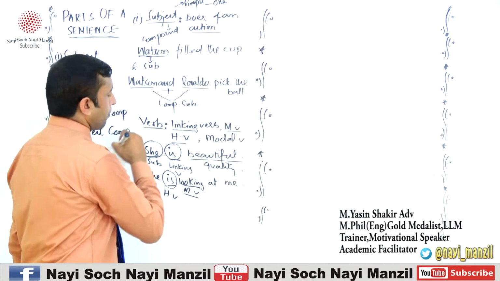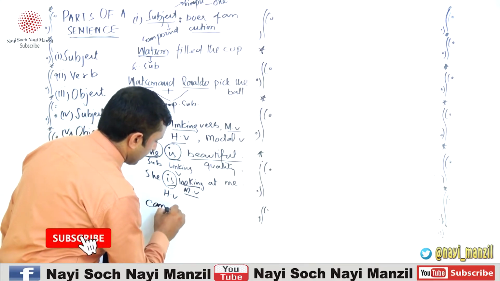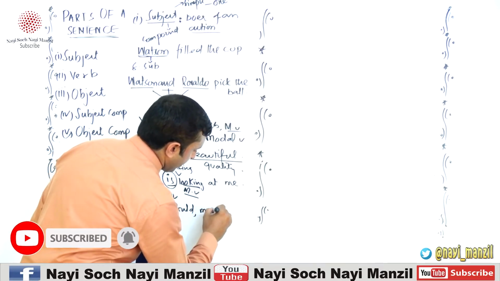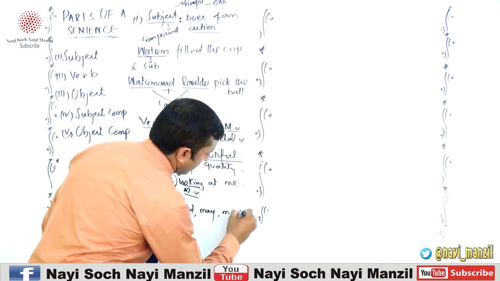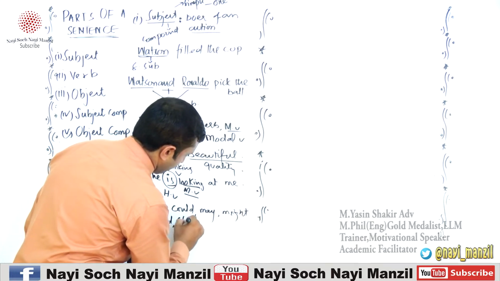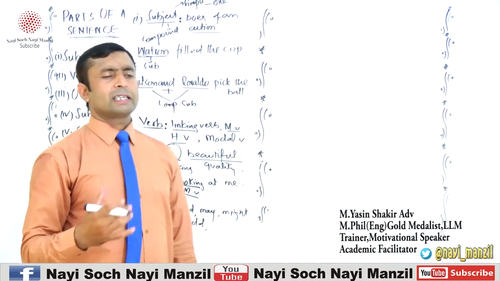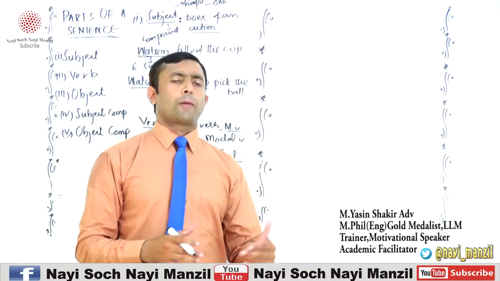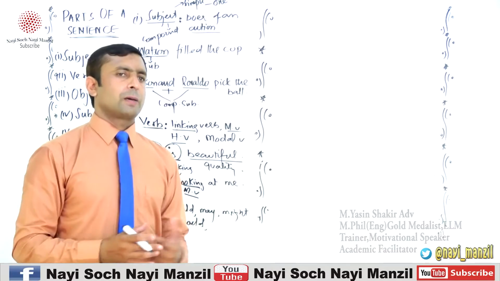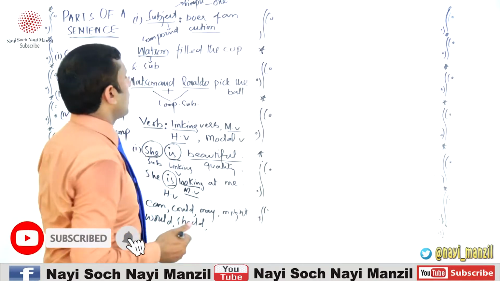Now come to the modal verbs. Modal verbs are can, could, may, might, would, should. You may say all these words that are related to probability, possibility, permission, and ability of some subject are modal verbs. Now come to the topic of object.